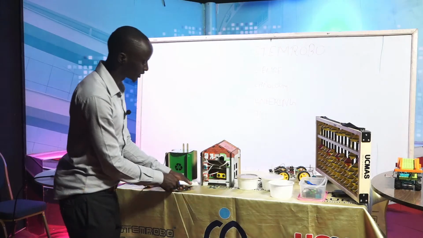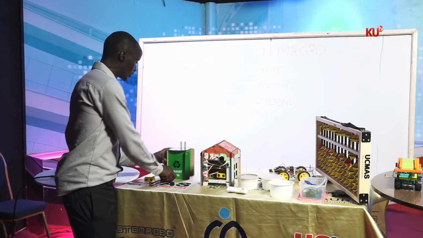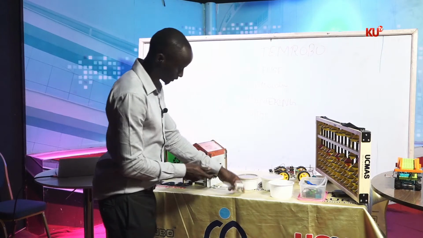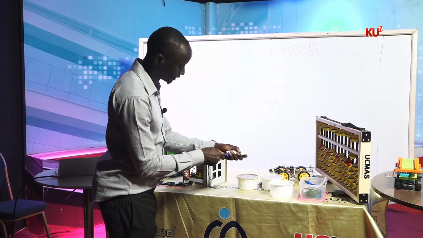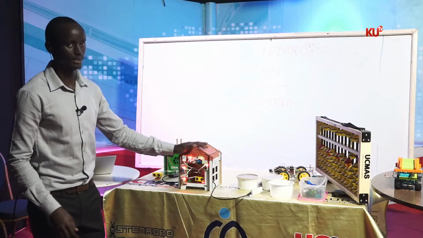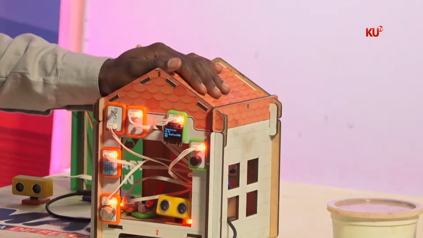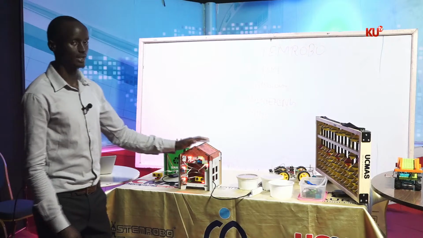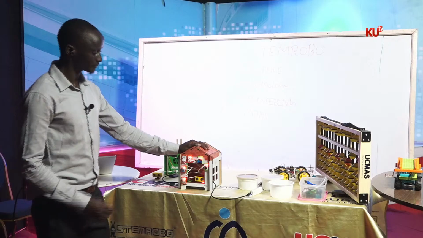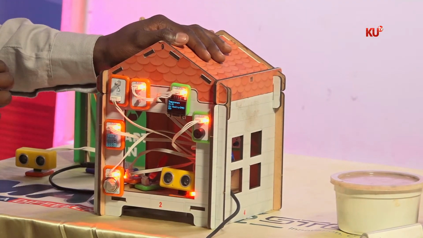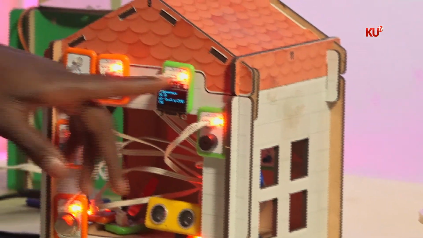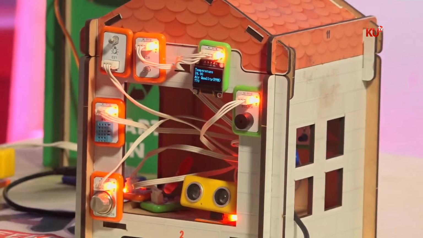The next project that we have is called a smart house. As you can see here, we have a smart house. This smart house has various parts. I'll start off by explaining the various parts. The first part that we have here is this OLED display. This OLED display is the one that displays the temperature of the room.